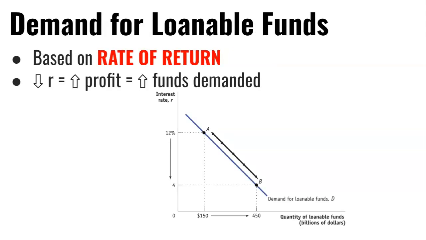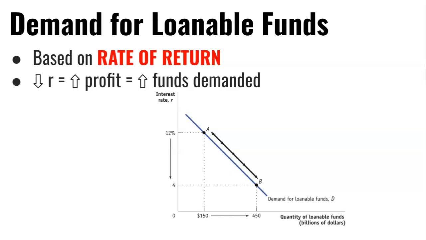The demand for loanable funds is based on a rate of return. That is, if businesses think they can earn more money than it costs to borrow, they'll want more loanable funds. The quantity of loanable funds will increase. And if they think that it's going to be more difficult to earn money relative to the price that they have to pay for it, then the quantity of loanable funds will decrease.